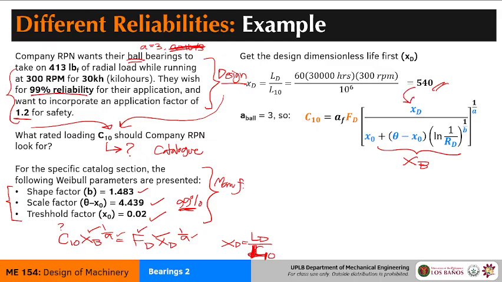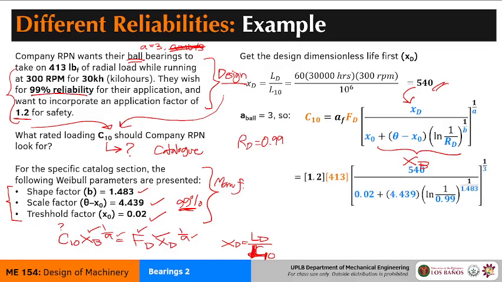Your threshold factor, you can plug that in. Your scale factor, plug that in. Your RD is actually 0.99. Yeah, it's 0.99. Plug that in. And you have your shape factor and just plug it in. See, it's just plug and play essentially.